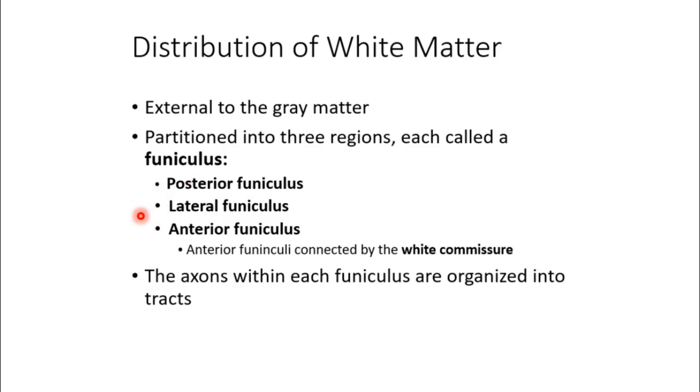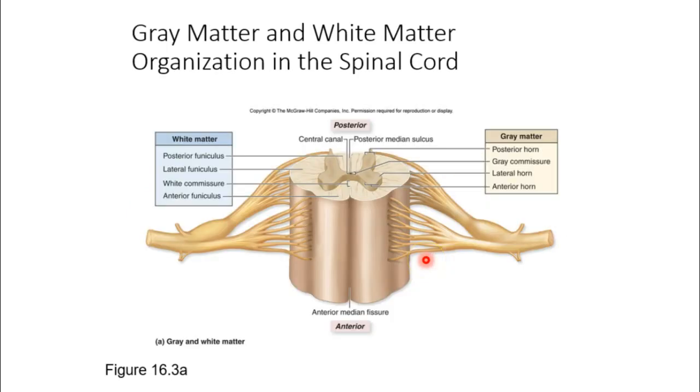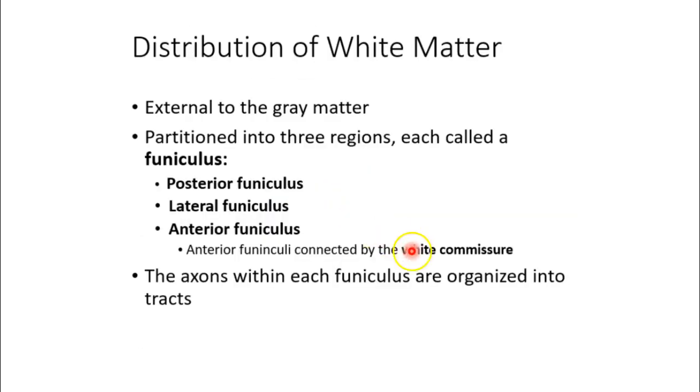Let's see. What else? I think I missed the anterior white commissure. Notice that you have a sulcus and a fissure in the posterior and anterior portions of the spinal cord respectively. There's a little bit of white matter connecting the two ventral funiculi up here, and that's called the anterior white commissure.